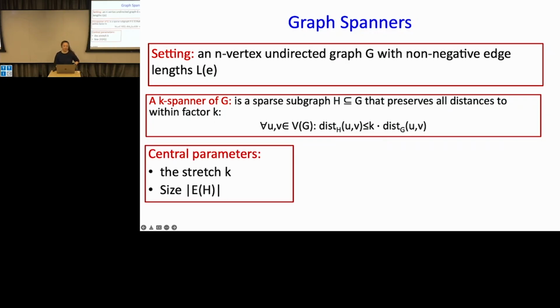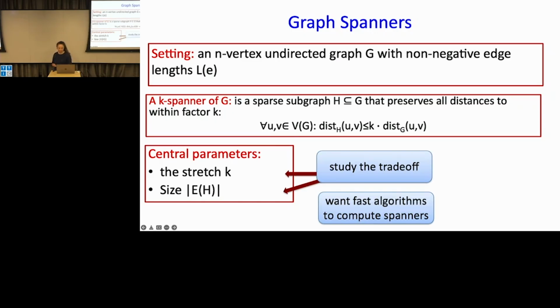So the important parameters of the spanner are the stretch k, which is the approximation factor, and the size, which is the number of edges in the graph. Generally, we want to get a good trade-off between the two, the best possible trade-off, and also we want to get very fast algorithms that allow us to construct spanners.